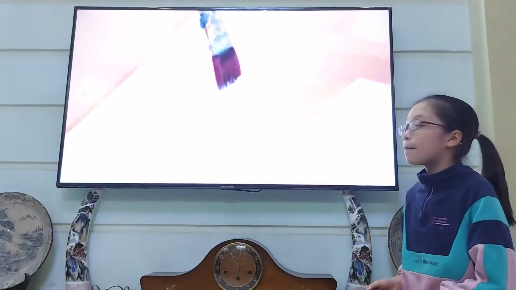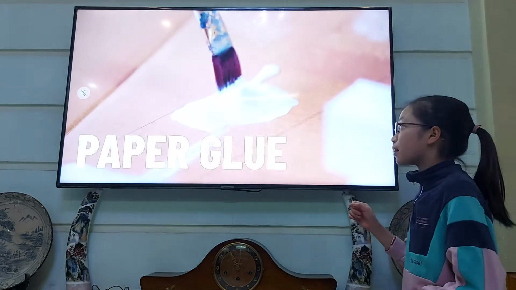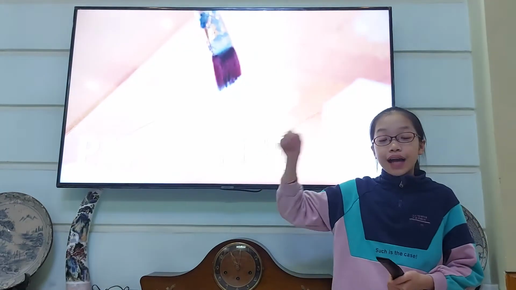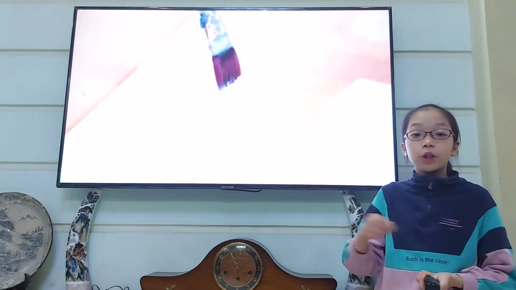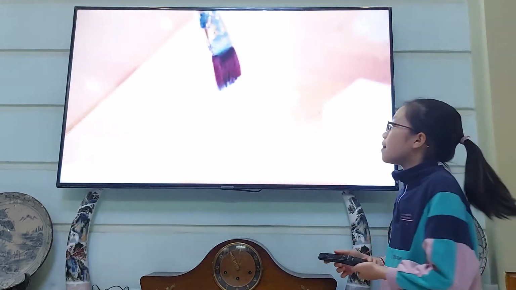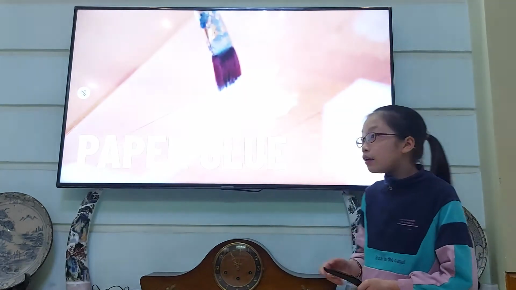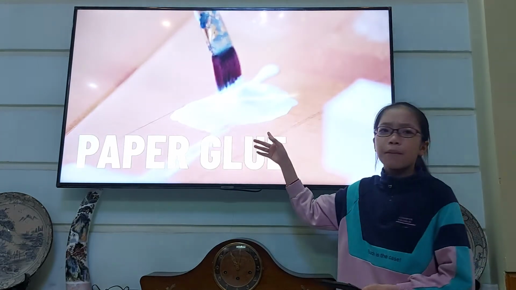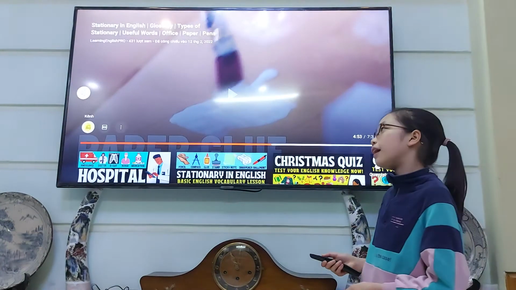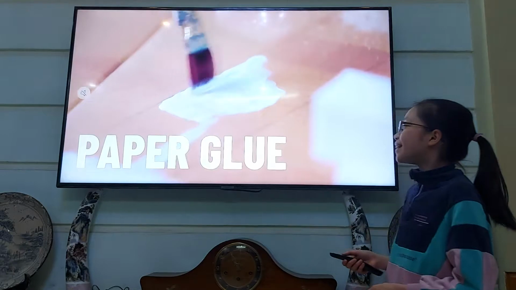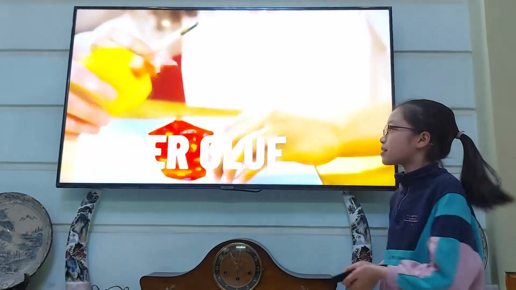Here we have also paper glue to glue something. So we need a brush and we will have some paper glue and we will glue the paper together. That's why they call it paper glue. If you don't see the word, you'll think this is some kind of watercolor, but they're not watercolor. They're just glue to stick things.